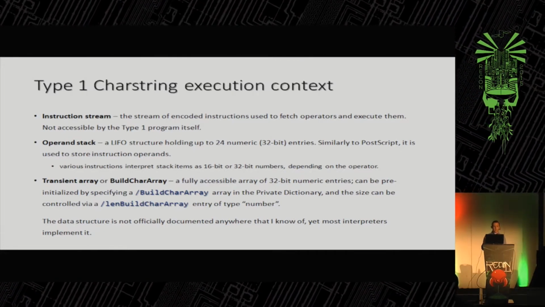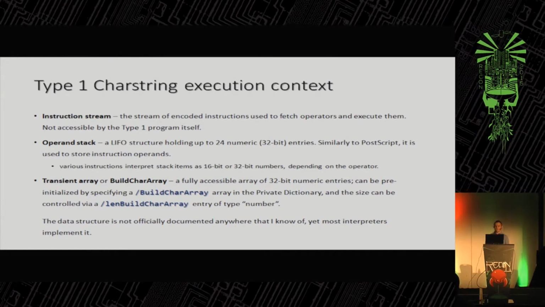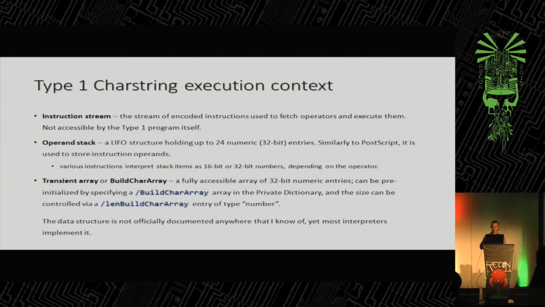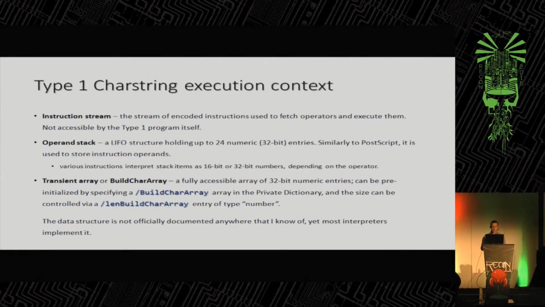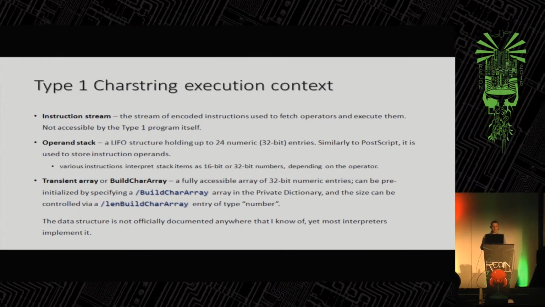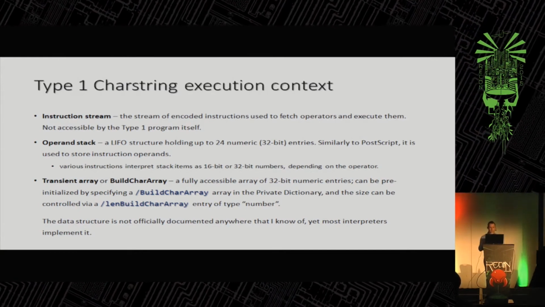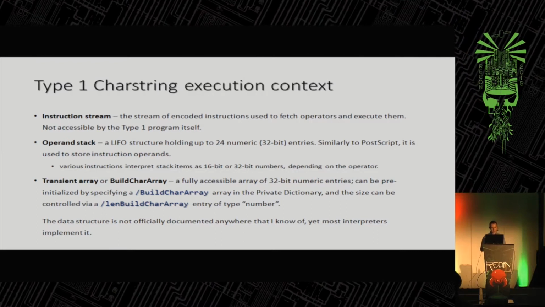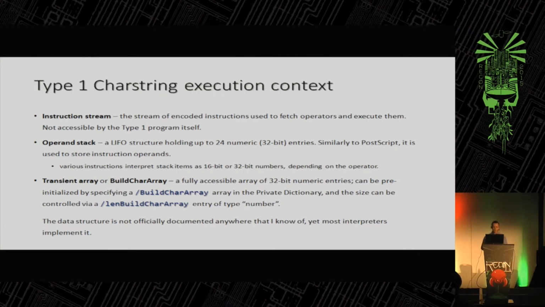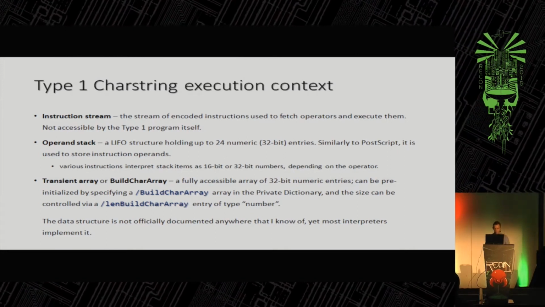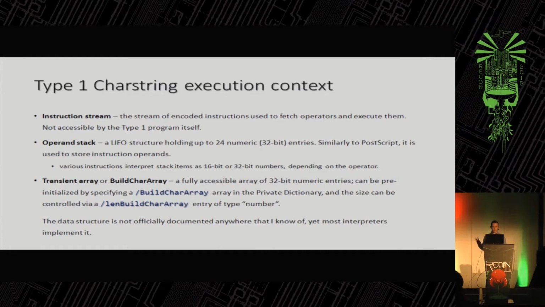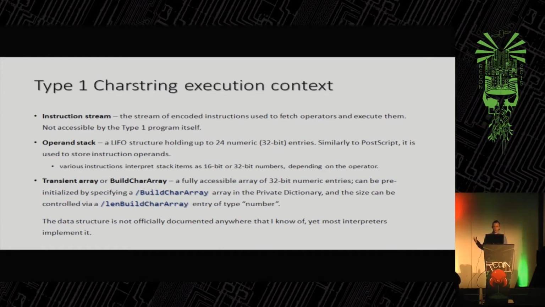Then we have something called the operand stack, which is basically the stack that we also have in PostScript. In Type 1, it is able to store up to 24 numbers, which are 32-bit. And interestingly, various instructions actually take different parts of those values. So some of those use the full 32 bits, and some of those use only 16 bits of those. And we also have something called the transient array, which is also going to be very useful to us today. And it's just a helper value that is not a stack. It's just an addressable array that we can control to some degree.